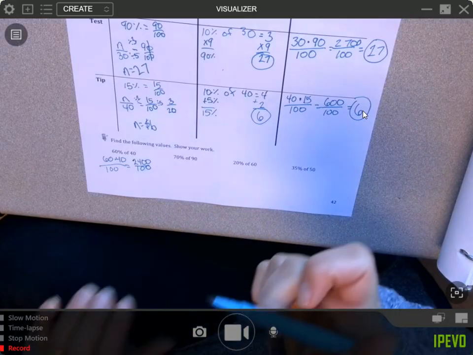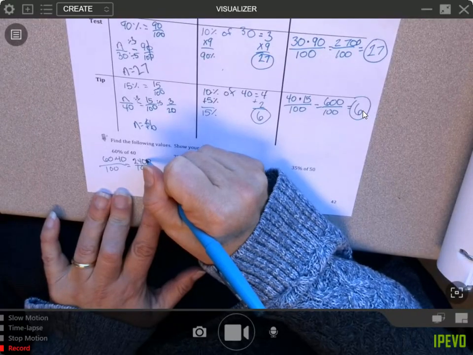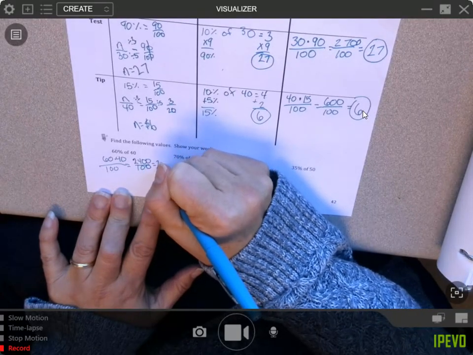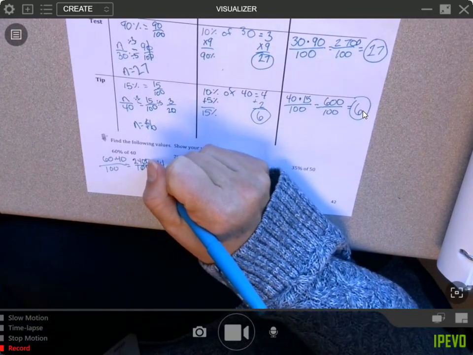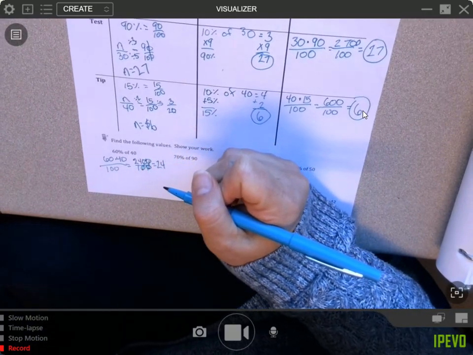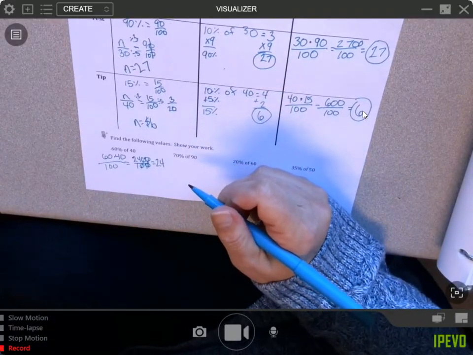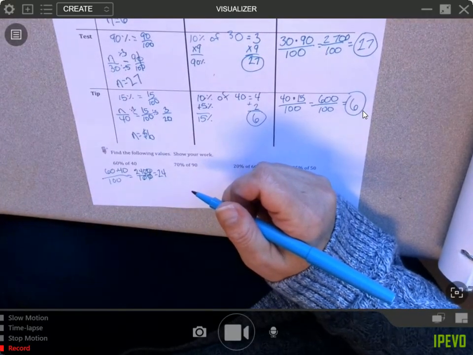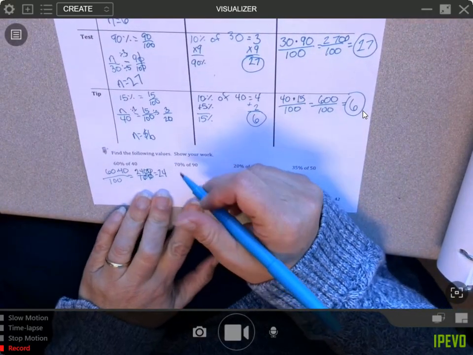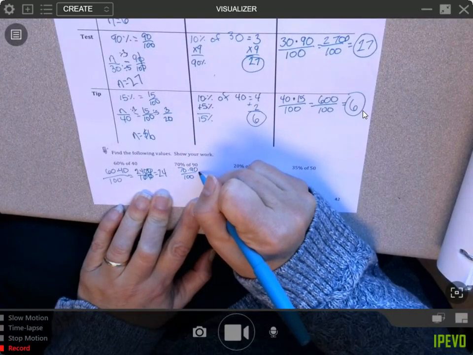Hadley? 24. Right? Because we're dividing out that 100. It's going to be 24. Somebody tell me how to work out 70% of 90. Luke? 70 times 90 divided by 100. So what's 70 times 90?